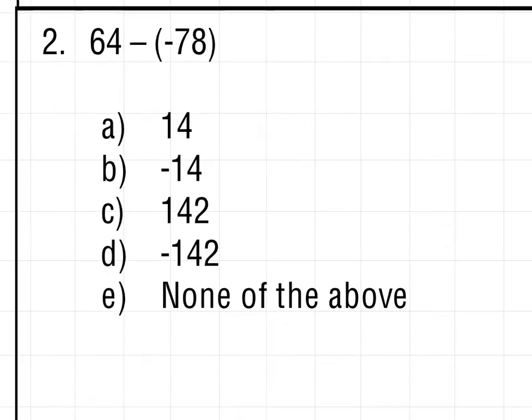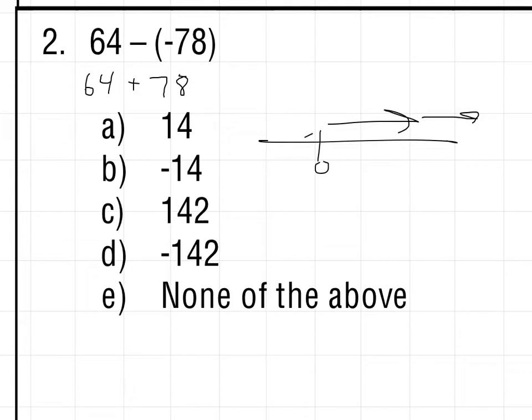Moving on to the next one, we have another subtraction, so we'll change this one to an add the opposite as well. Here we're going to end up with a standard addition, arrow, arrow in the positive direction. So we're definitely going to end up positive. We're going to add the values together. We're going to get answer choice C.